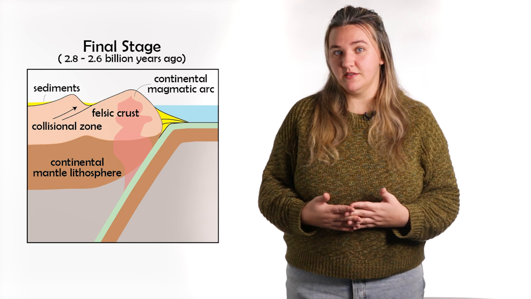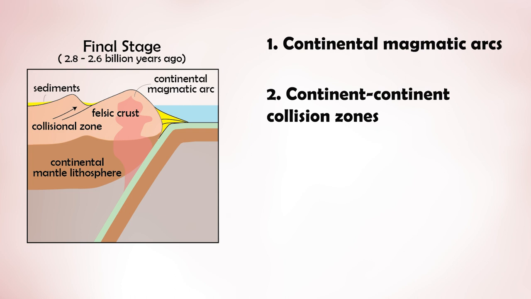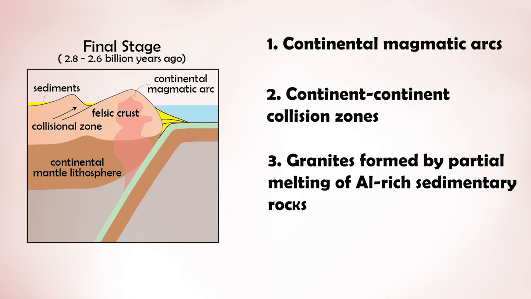Rocks in this stage include examples of continental magmatic arcs, high-pressure continent-continent collisional zones, granites formed by partial melting of aluminum-rich sedimentary rocks, like shale, and lastly, we will see examples of accreted terrains. These features are indistinguishable from younger examples formed by modern tectonic processes. Let's look at one example of each of these four features.